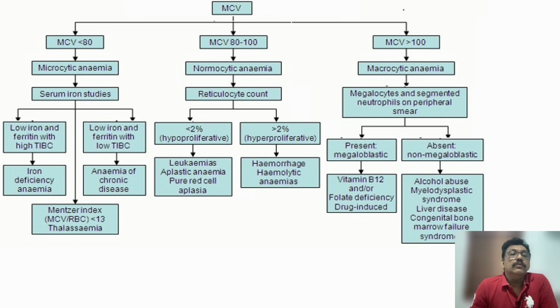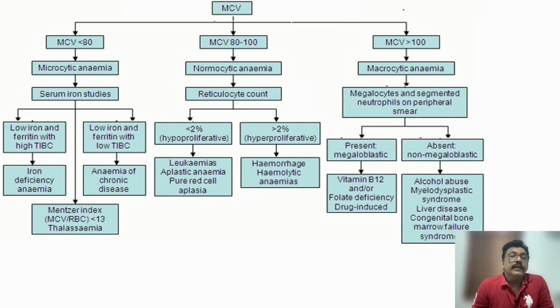If MCV is low, that means it is a small RBC, microcytic anemia. Then we have to look at the serum iron and ferritin. If iron and ferritin are low, you see low iron and low serum ferritin. Ferritin is a better marker for iron deficiency than iron, and with high total iron binding capacity, it is mostly iron deficiency anemia.